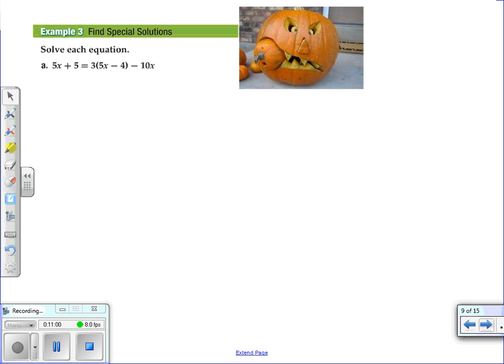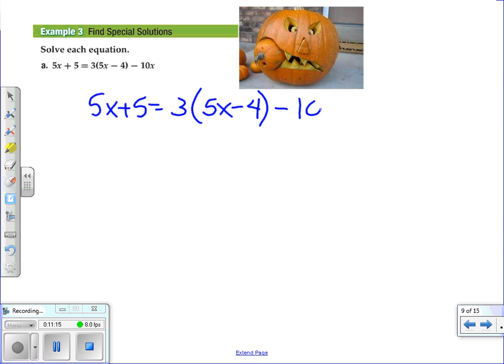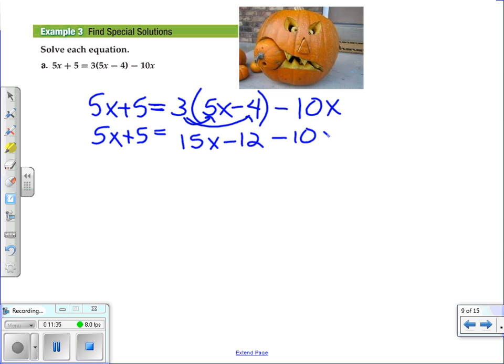All right. Here we go. Let's look at these special kinds of equations. Here is A. It says 5x plus 5 equals 3 parentheses 5x minus 4 minus 10x. Okay? So we're not going to do anything with this side of the equation right now. Keep my equal signs lined up. Now I'm going to distribute 3 times 5x and 3 times negative 4. So 3 times 5x is 15x, and 3 times negative 4 is negative 12 minus 10x.